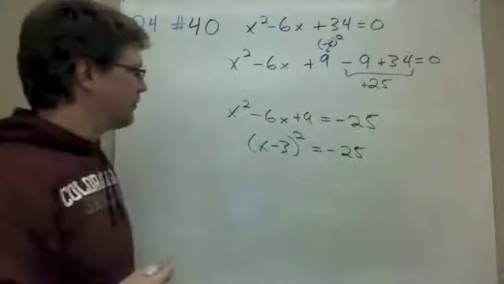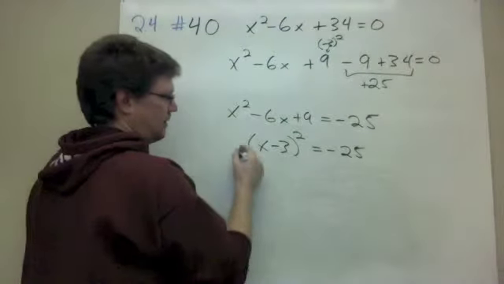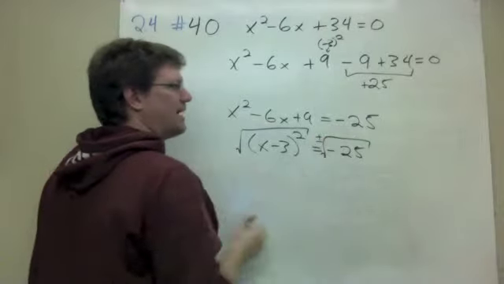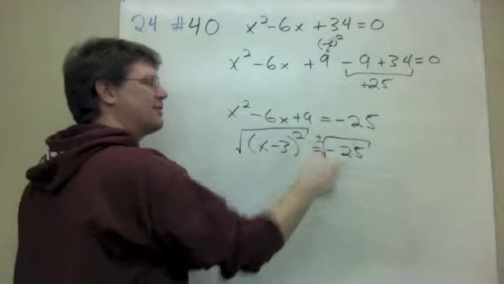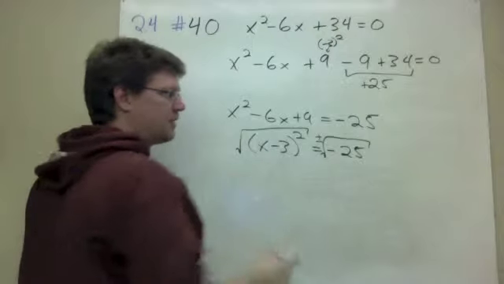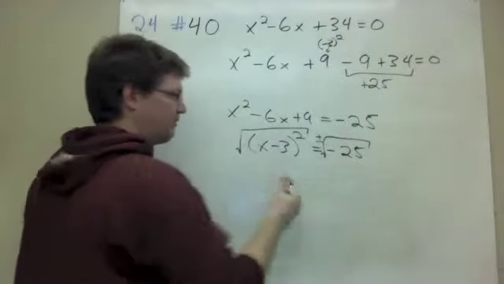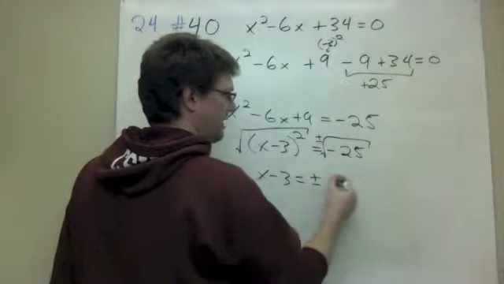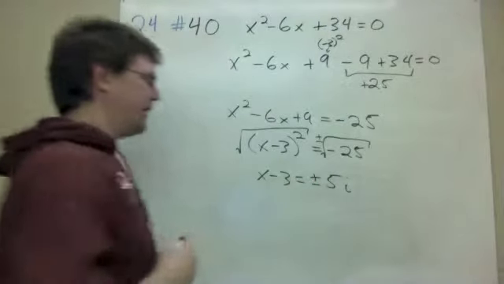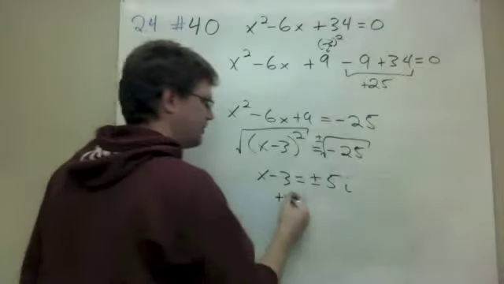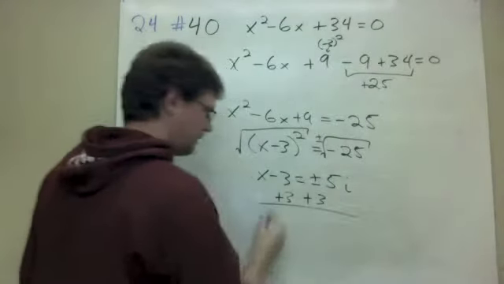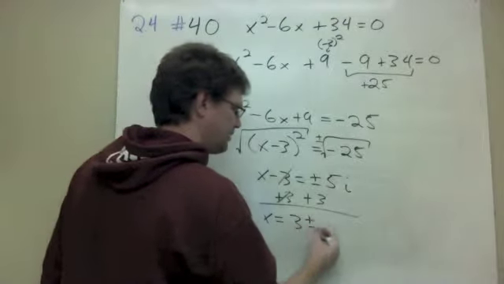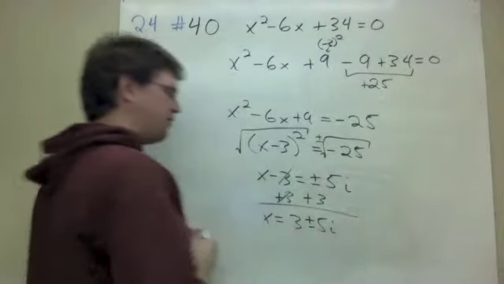Now we take the square roots of both sides. We have to allow for the positive and negative, but this negative is underneath, so it becomes an i. Square root of 25 becomes a 5, right? So we're going to get x minus 3 is equal to positive or negative 5i. And then we add 3 to both sides. That'll cancel here, so x is equal to 3 plus or minus 5i.